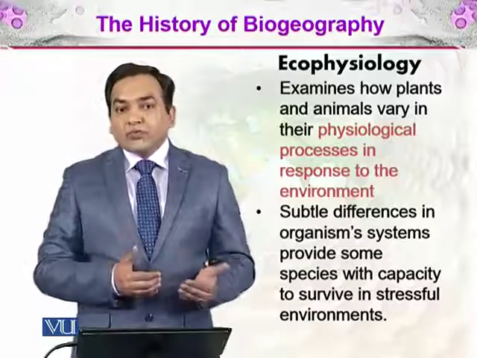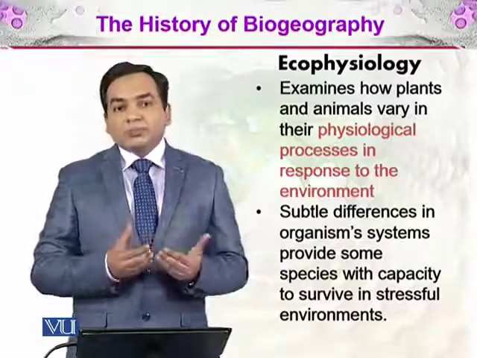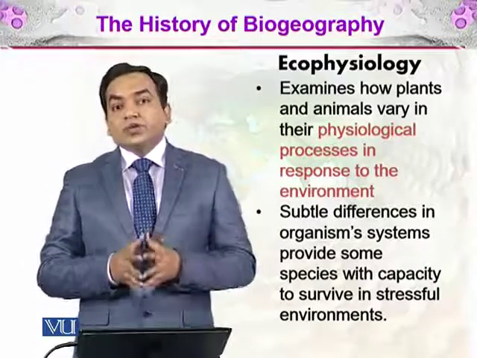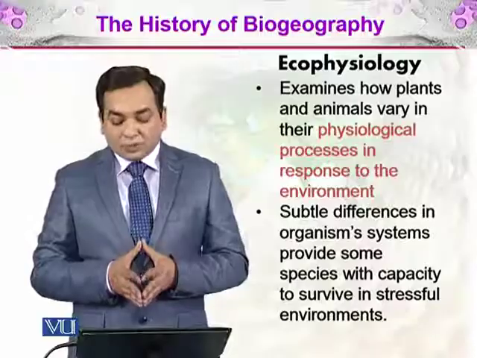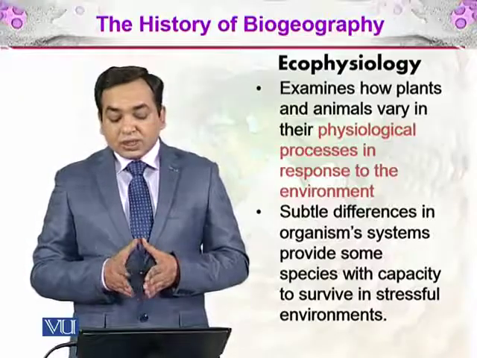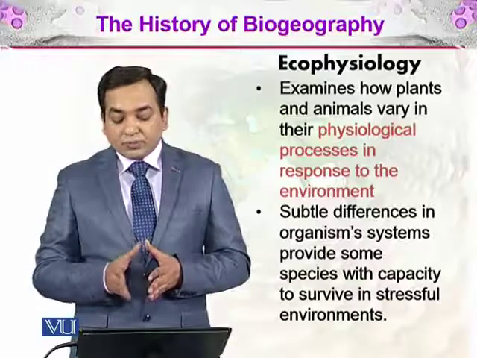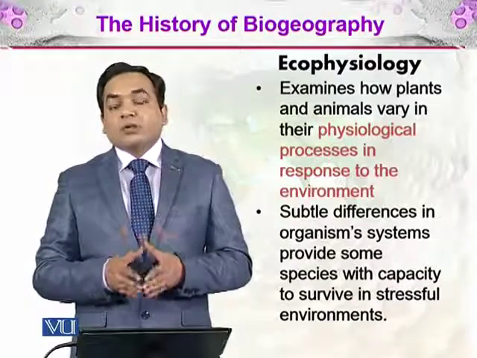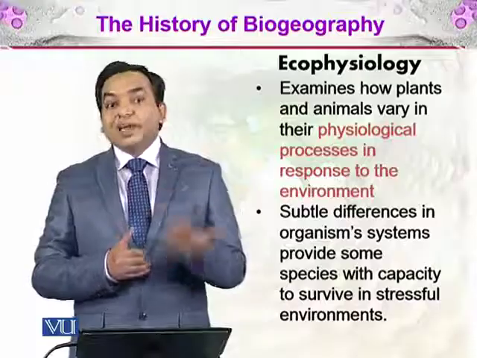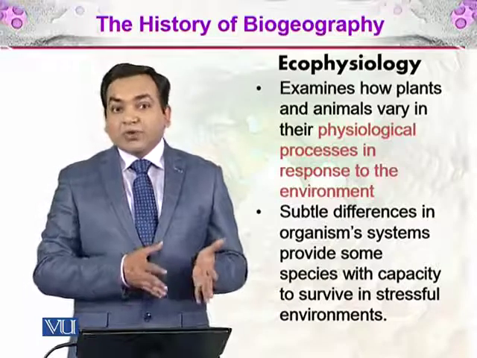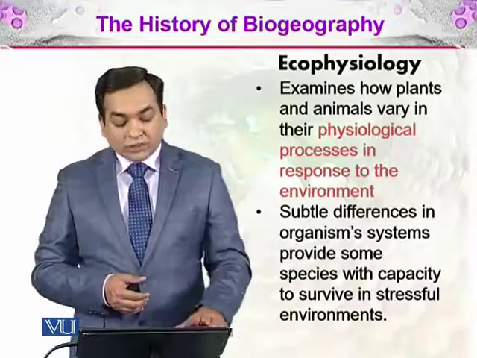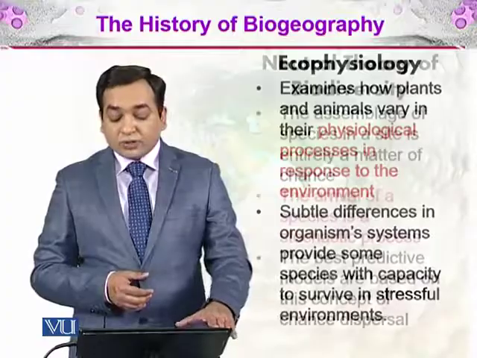When we have different environments, the animals and plants, or organisms in general, will behave differently and there will be different responses from them. Subtle differences in organism systems provide some species with the capacity to survive in stressful environments. Certain species are more adept to the environment and they will survive, and certain species are less adept and they won't survive in a stressful condition or environment.